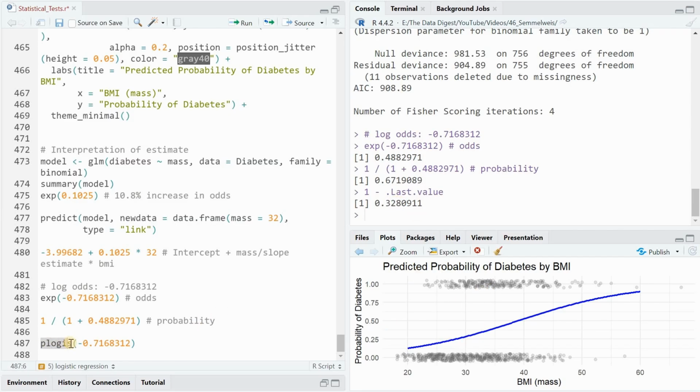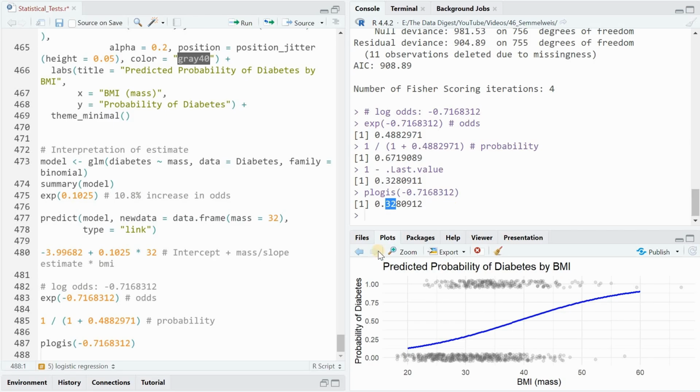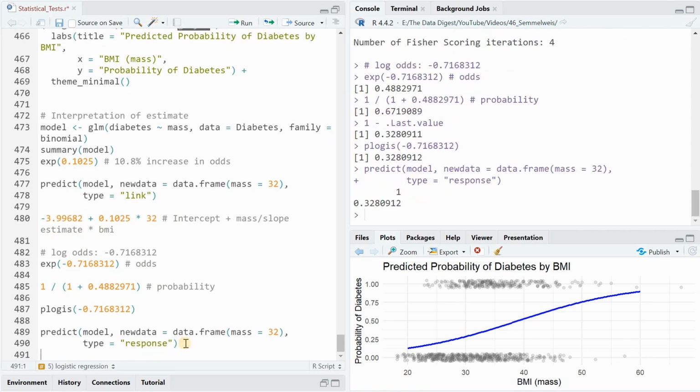And there is already a plogis function that works directly with the output of our model, and it comes down to 32.8%. We can also use the predict function with the link from the model, but we can turn that into the response, and then it also comes out directly at 32.8.